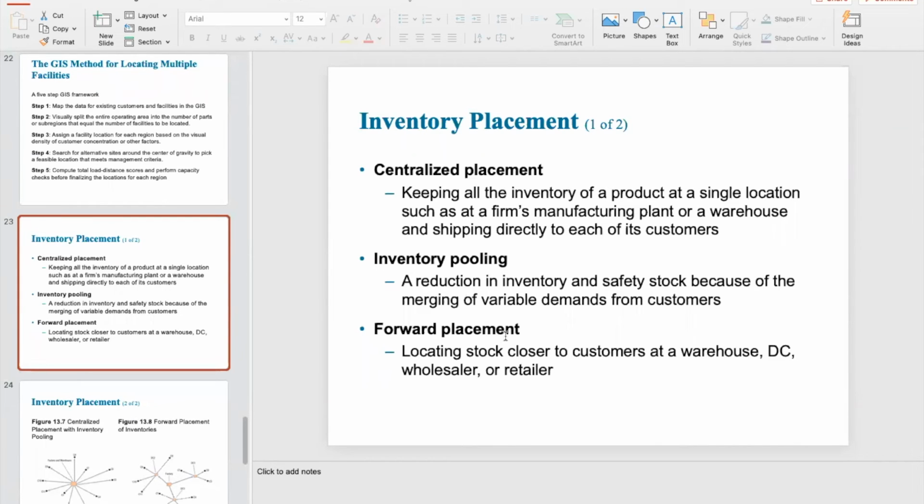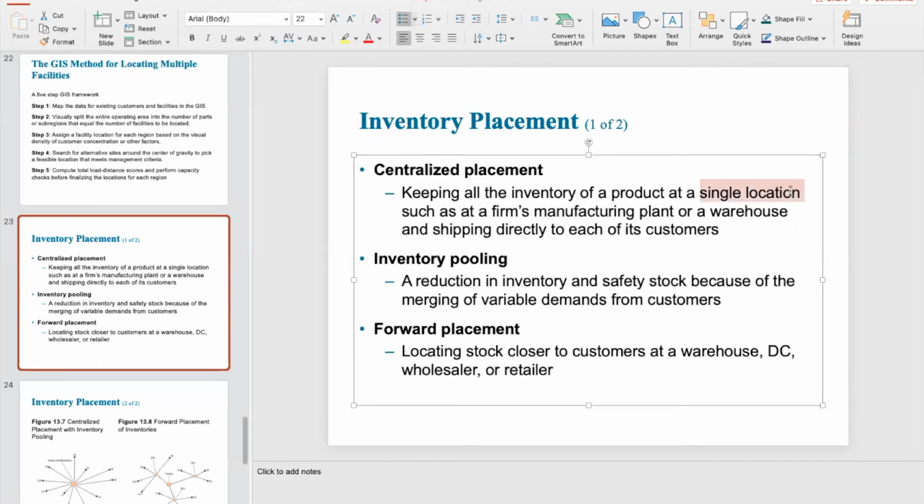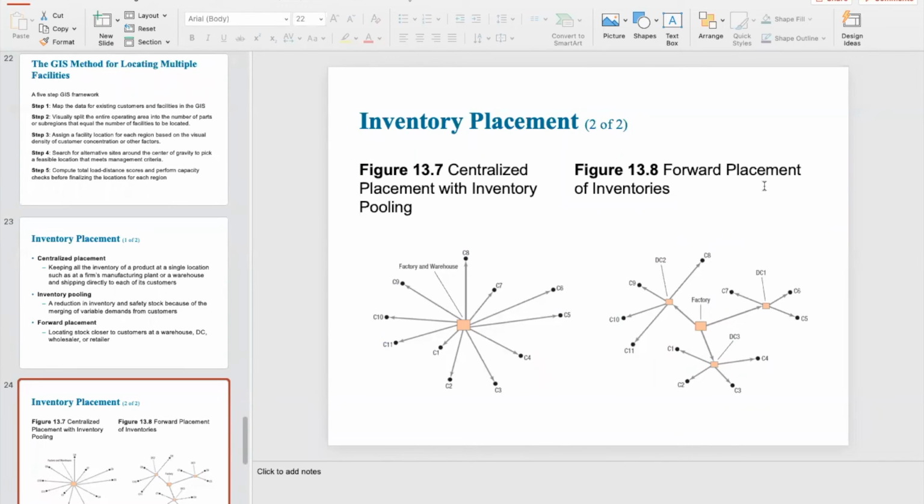Very simple. The centralized placement indicates that you keep all of your inventory at a single location, probably at the center of your different customer populations. But the forward placement is different. Basically, you locate a few different delivery centers or warehouses or factories near your customers. As the figure shows here, this is an illustration for centralized placement, and this is a nice illustration for forward placement.